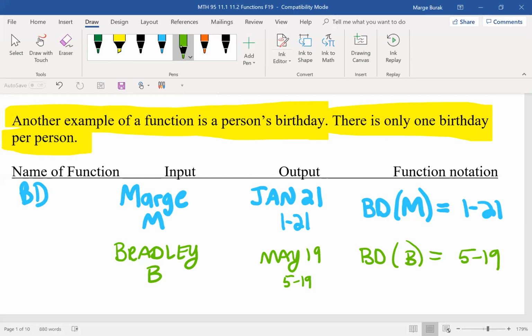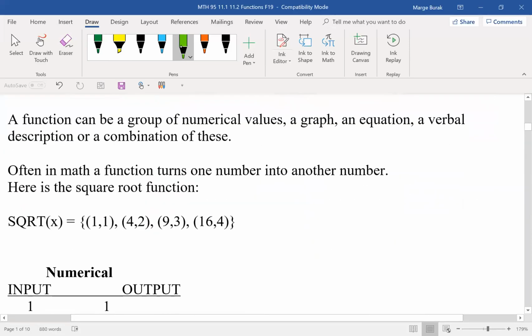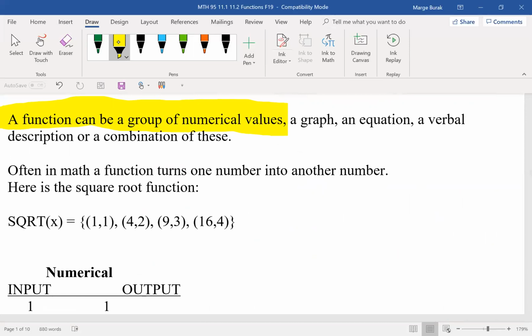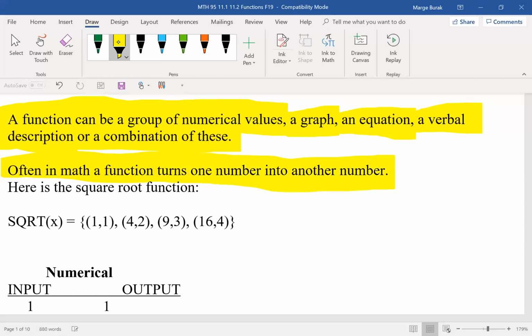Okay, so a function can also be a group of numerical values, just a bunch of numbers in a table, a graph, which we'll talk about later on, an equation, which we'll see pretty soon, a verbal description, which is pretty much what we just talked about with the birthdays, or a combination of these. So let's see what we're talking about. Very often in math, a function turns one number into another number. So if you put one number in the function, it comes out a different number.